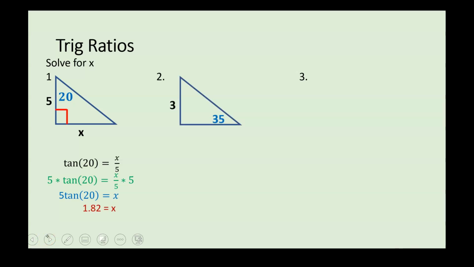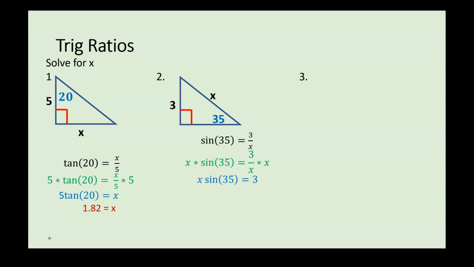Number 2, I have the angle 35 degrees, and that'll be my perspective. So the 3 is the opposite, the x is the hypotenuse. So that's, again, that'll be the sine function. So the sine of 35 is equal to 3 over x. I need to solve for x. I need to get that x out of the denominator. So I'm going to multiply both sides by x.